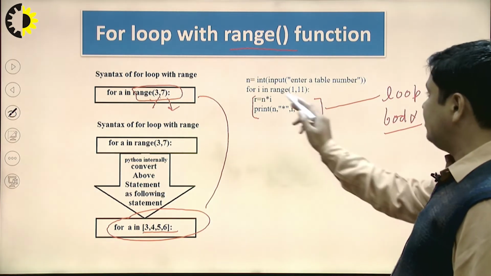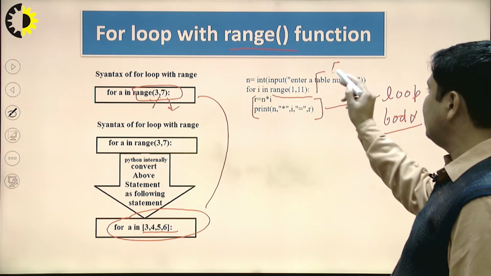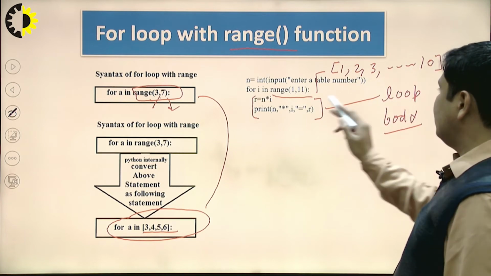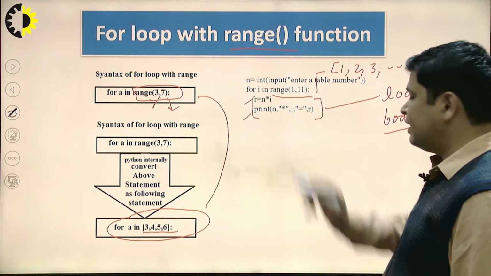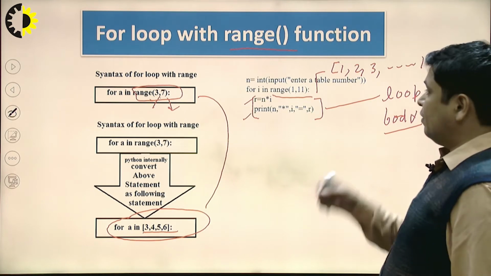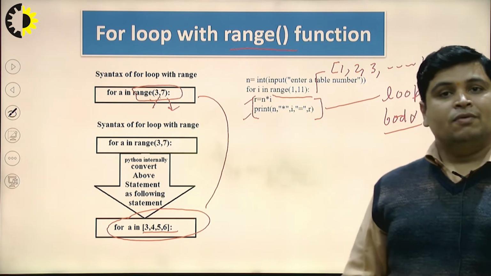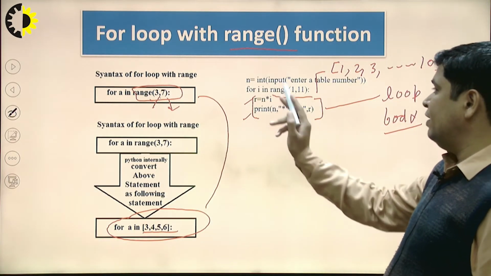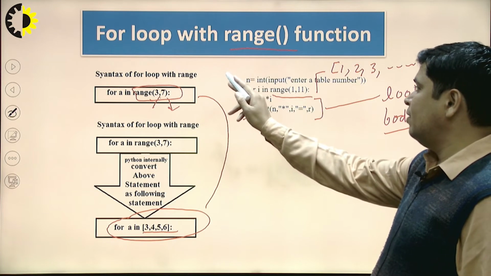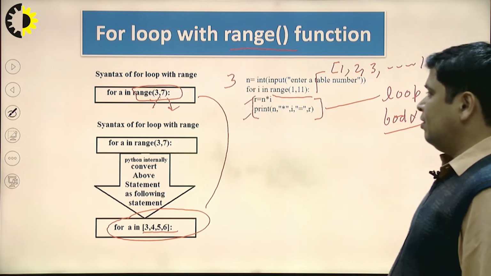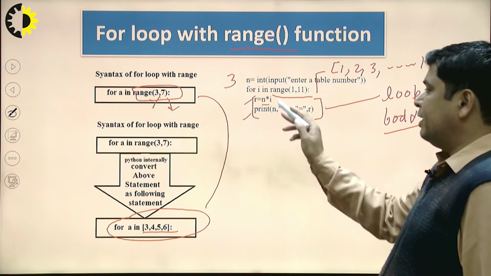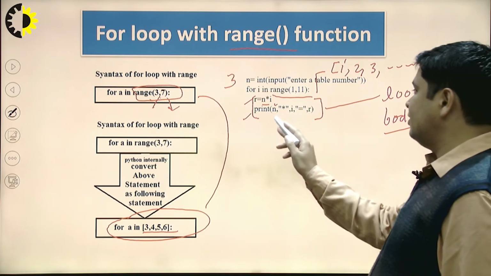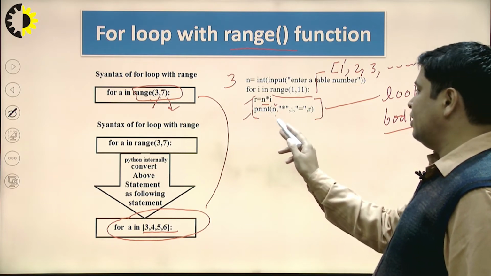I think this range function will be converted to 1, 2, 3 and up to 10. These two lines will be executed 10 times for I equal 1, I equal 2 and so on up to 10. First, what is the value of n? Suppose I want to find out the table of any number like 3. First, 3 will be multiplied by the value of I in the sequence, 1. And then this line will be printed on the console.